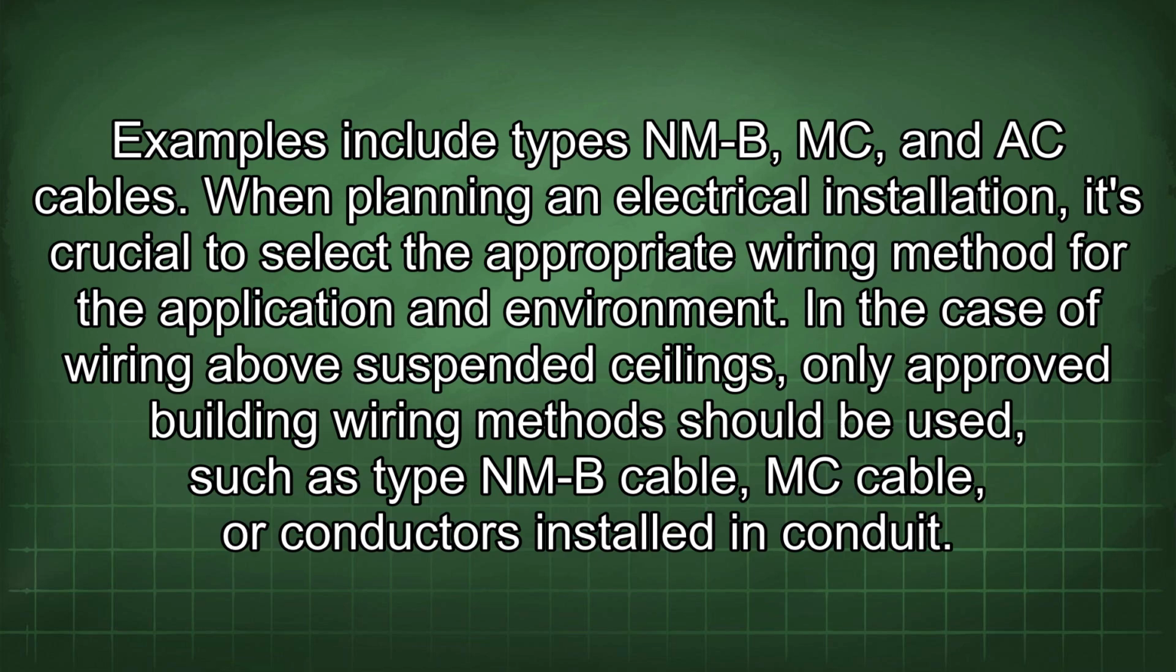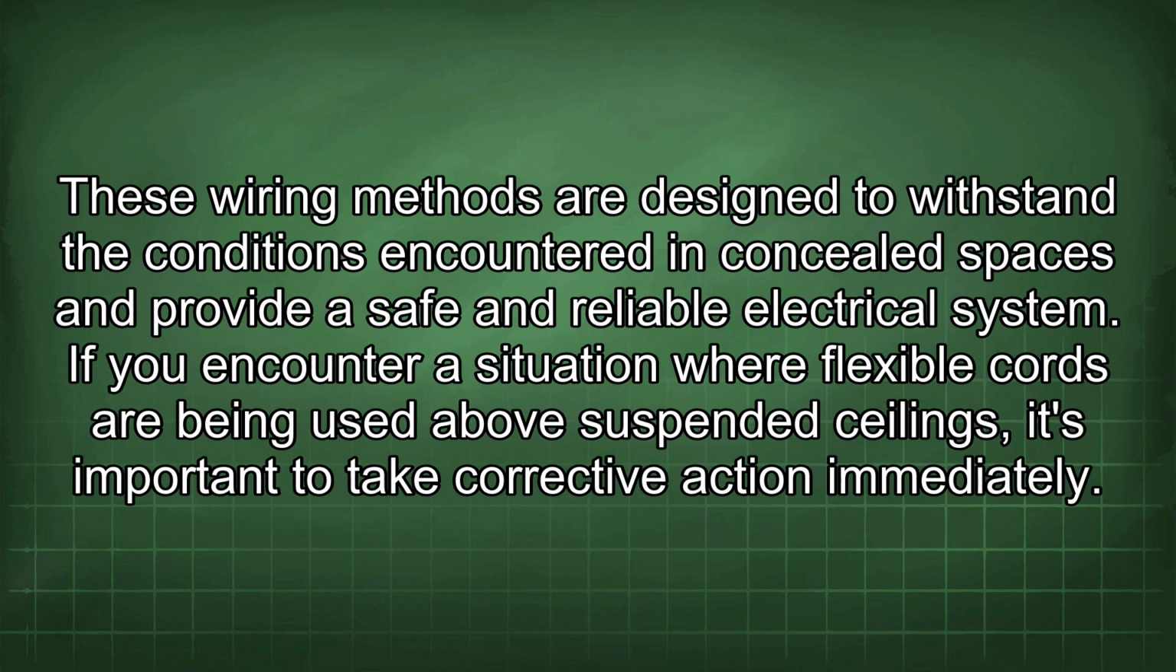When planning an electrical installation, it's crucial to select the appropriate wiring method for the application and environment. In the case of wiring above suspended ceilings, only approved building wiring methods should be used, such as Type NMB cable and MC cable, or conductors installed in conduit. These wiring methods are designed to withstand the conditions encountered in concealed spaces and provide a safe and reliable electrical system.